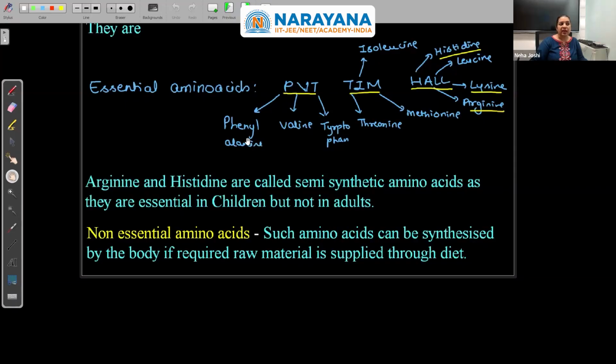So P is phenylalanine. V is valine. Okay, there were 2 V. Sorry, there were 2 L. One is valine. Here 2 L. T is tryptophan. What was tryptophan? Tryptophan was CH2 and then ring per OH. That was tryptophan. What was valine? This was the valine.